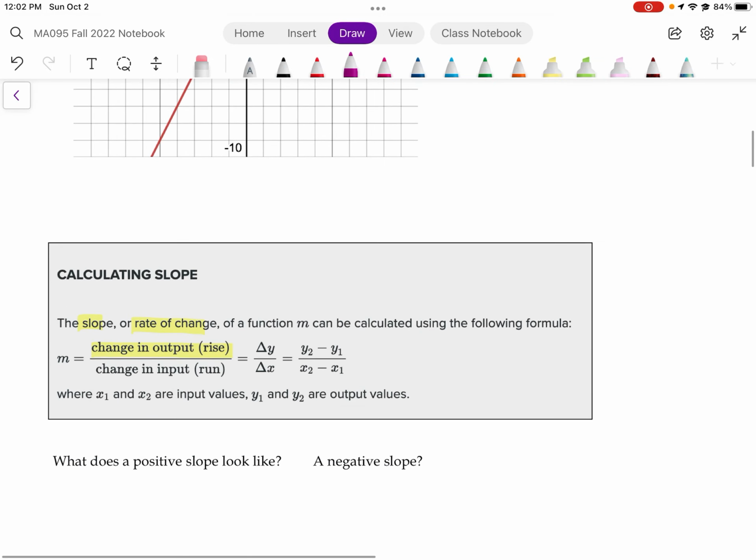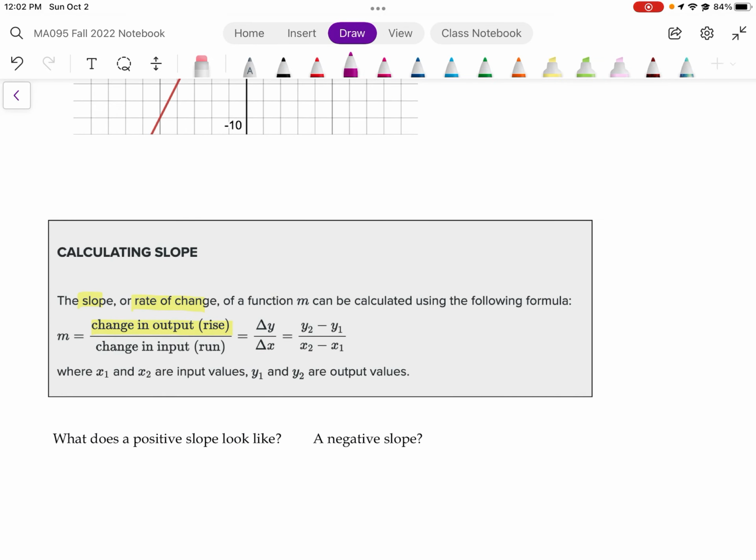So let's look at that. M is the change in the output, which we often call the rise. And the rise can be downward, right? It could be negative. Compared to the change in the input, which we call the run.